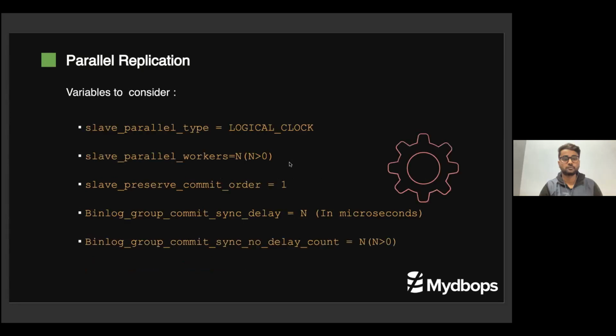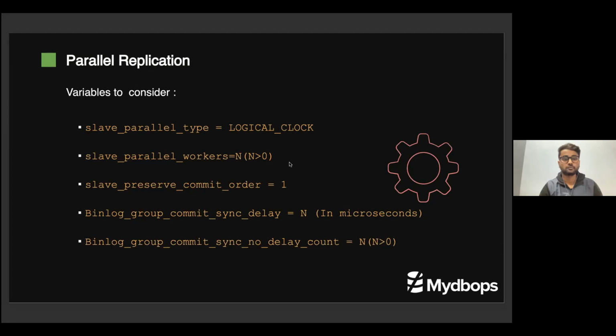So, variables to be considered while enabling parallel application in MySQL 5.7. First is slave_parallel_type, which is LOGICAL_CLOCK; we have to set it. Then slave_parallel_workers should be greater than 0. Then slave_preserve_commit_order should be 1, enabled. And these two variables, binlog_group_commit_sync_delay and binlog_group_commit_sync_no_delay_count, should be fine tuned on the master based on the workload.